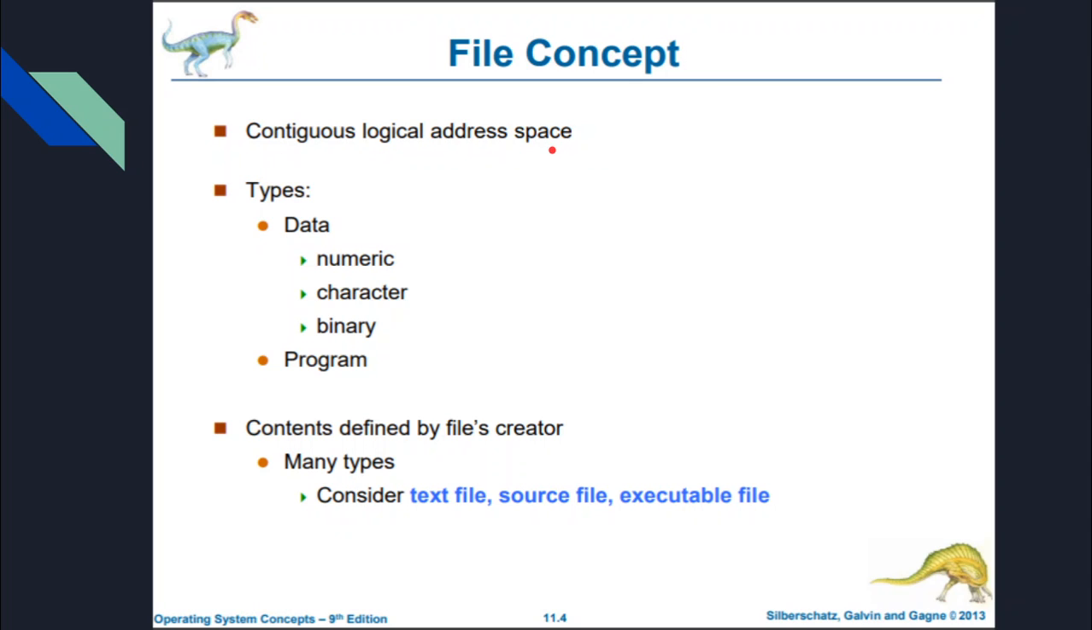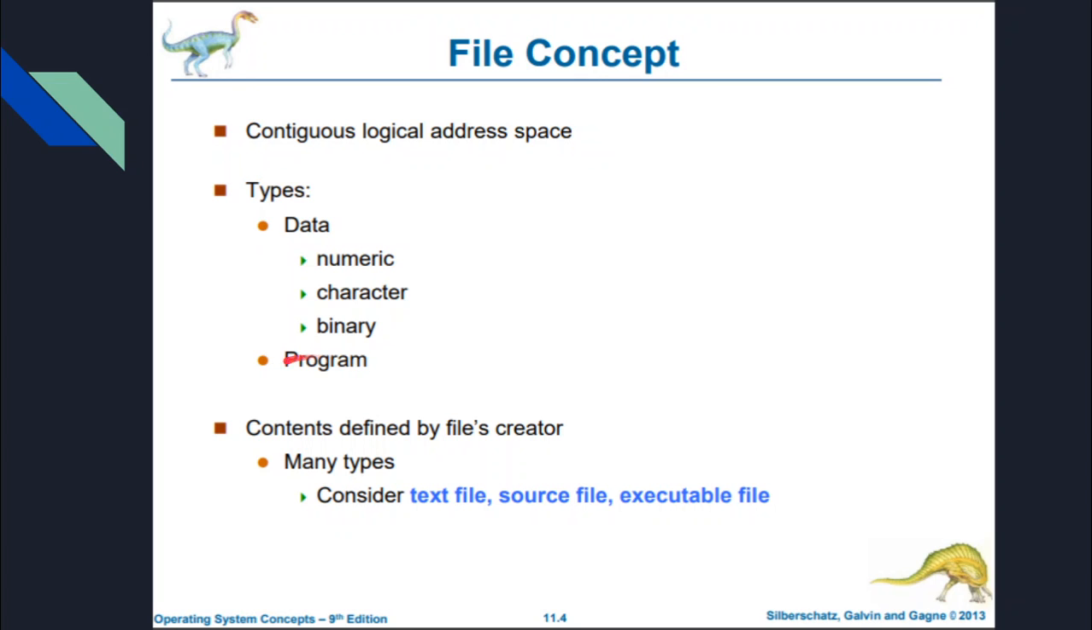Logically, a file is a collection of data organized in a continuous storage space. Now what types of file are available? It may be data, and the data may be numeric data, character data, or binary data. Numeric means we have all the numbers, and characters are our alphabets and all the special characters, and binary is all about the byte files.